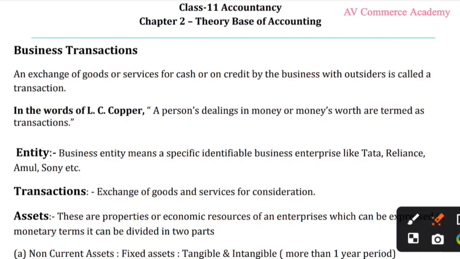Today we learn some basic concepts of accounting. It is the theory basis of accounting, and it is something every commerce student should know. So first we start with the business transaction.